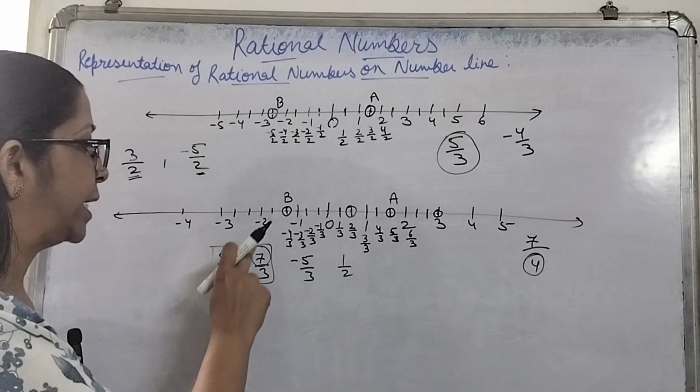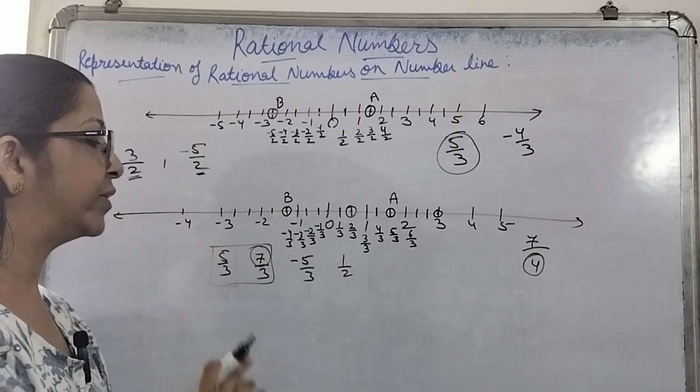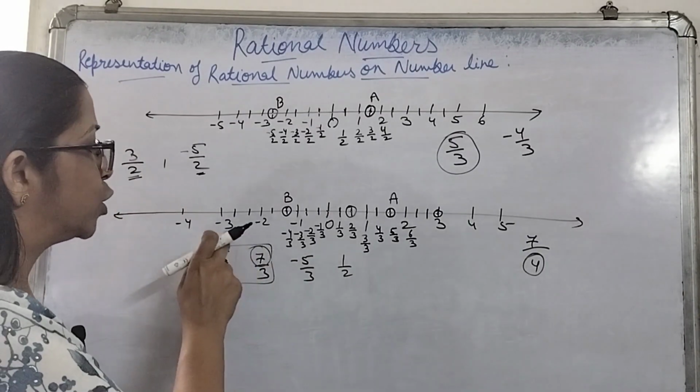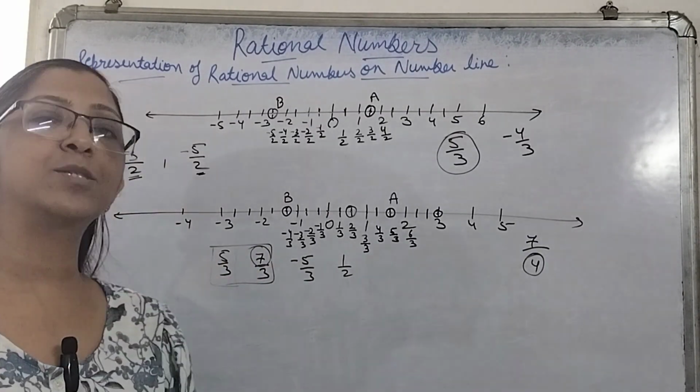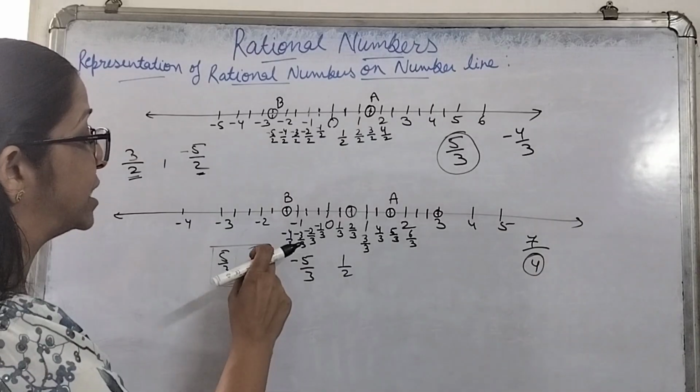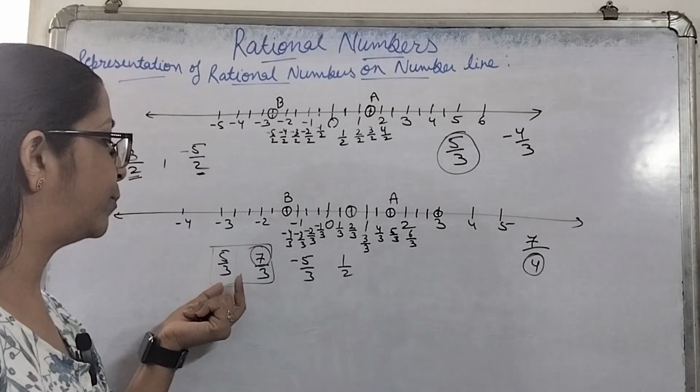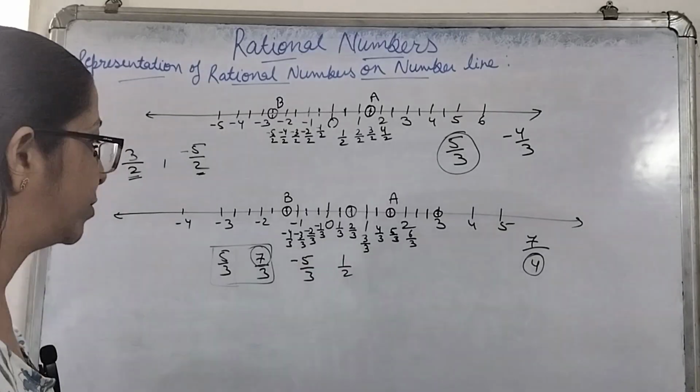In 5 upon 3 and 7 upon 3, both have 3 as the denominator. So 5 is smaller than 7, and we will say that 5 upon 3 is smaller than 7 upon 3. Or we can say 7 is greater than 5, so 7 upon 3 will be greater than 5 upon 3. This could even be one of the methods.